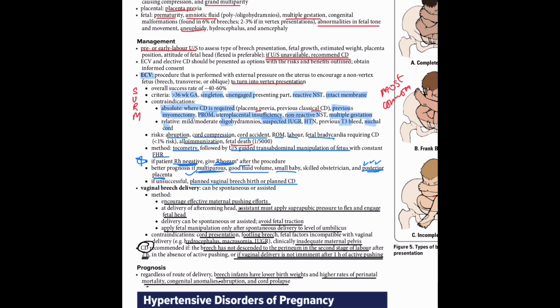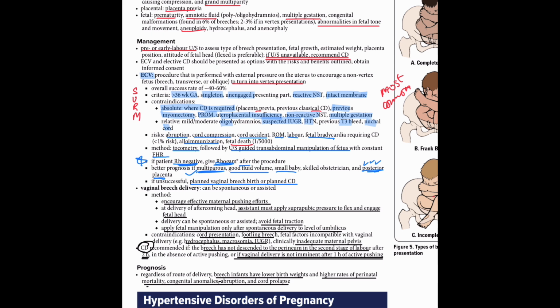So what are the methods? How do you do it? What we do is tocometry, and we continuously monitor fetal heart rate, and we try moving them, transabdominal manipulation, ultrasound guided. So we manipulate the fetus under ultrasound guidance. We're looking at the fetus too, where the cord is, where we are rolling the fetus. But there's one important thing: if the mother is Rh negative, after the procedure you have to give RhoGAM.